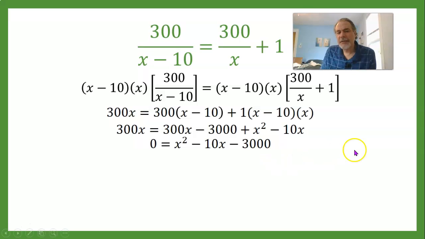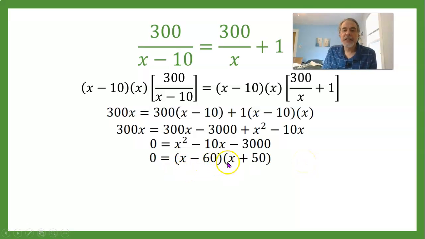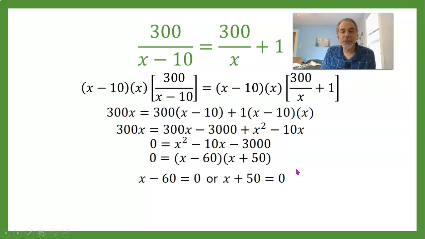Can I factor that? I would need numbers that multiply to negative 3,000 and add to negative 10. And you might have to think about this a while or play around a little, but it turns out that the factors are x minus 60 times x plus 50. If I multiply that out, I get x squared plus 50x minus 60x, so there's my minus 10x, minus 3,000. So now x minus 60 equals 0, or x plus 50 equals 0, which means x equals 60, or x equals negative 50.